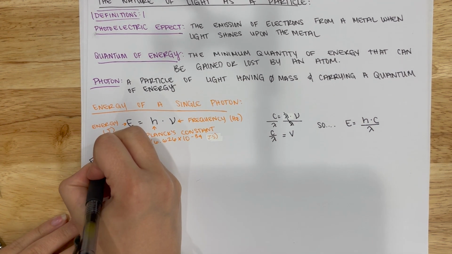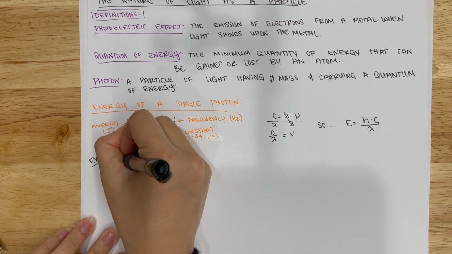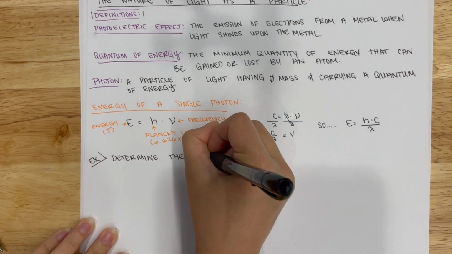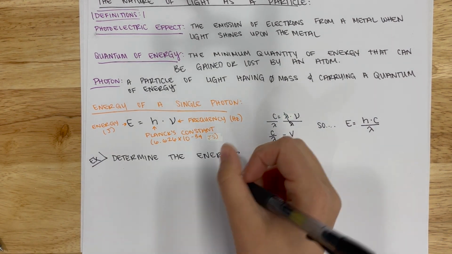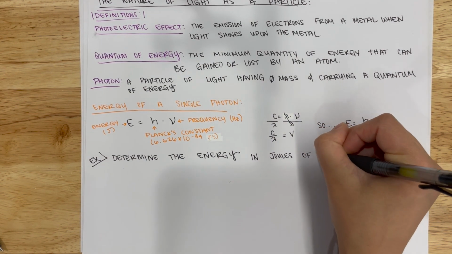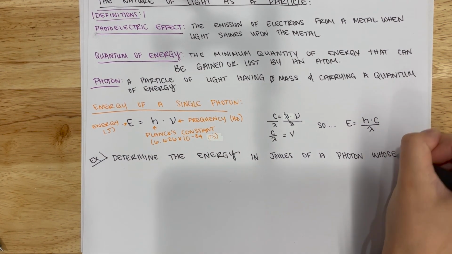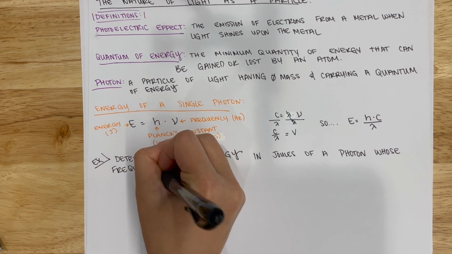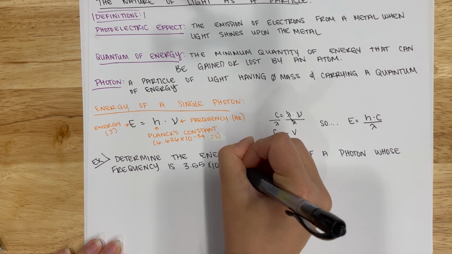So we're going to do an example. Our example that we're going to look at is: determine the energy in joules of a photon whose frequency is 3.55 times 10 to the 17 hertz.